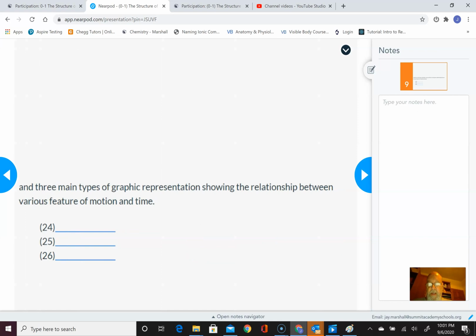There are also 3 main types of graphs that we're going to talk about, and we're just going to briefly mention these here. And so a graphical tool that we will use is called a position time graph. And then we're going to have one called a velocity time graph. And then we're going to have one called an acceleration time graph.